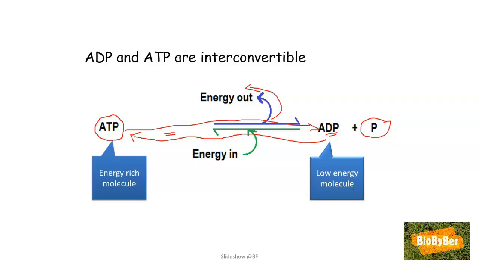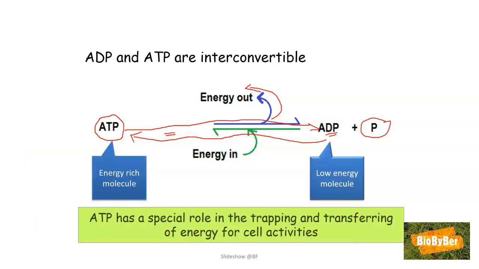So when energy is released in a cell, ADP, the empty van, will be there to pick it up, along with a phosphate, becoming ATP, an energy-rich molecule that stores energy for the cell. Remember, we said ATP has a special role in trapping and transferring energy for cell activities.